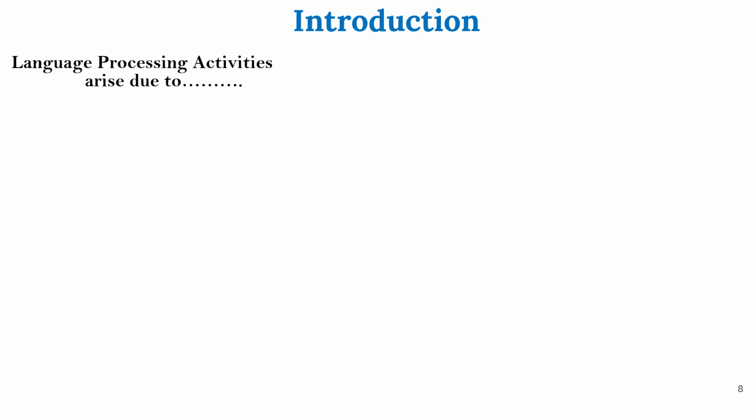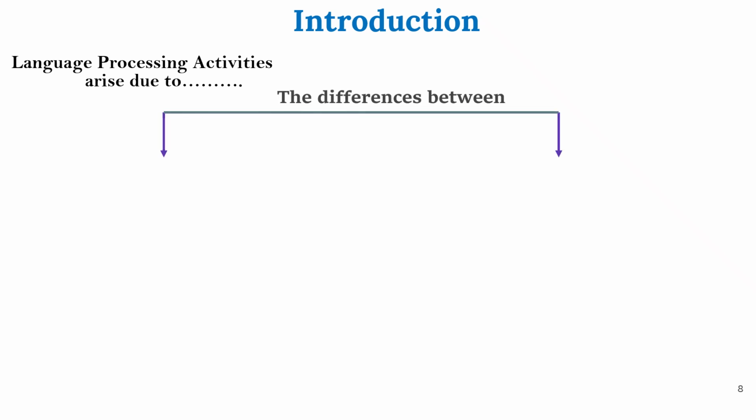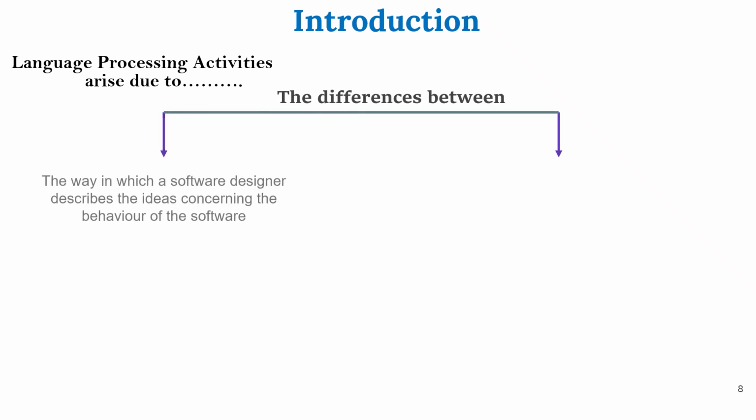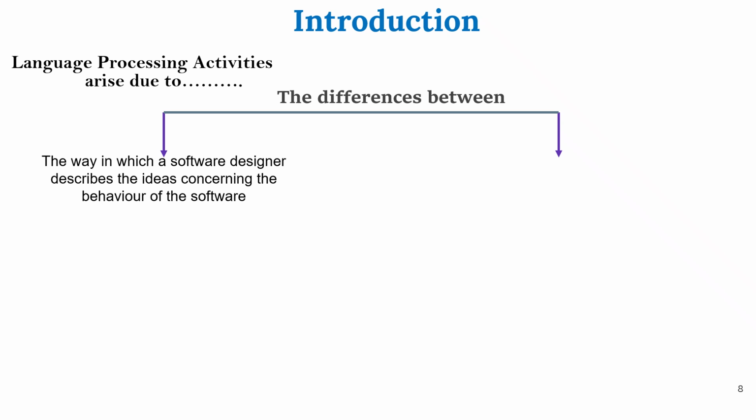So the high level language program has to be converted into machine level language. And for doing this, whatever activities a computer is doing is known as language processing activities. Why do we need these activities? Because there exist differences between the way in which a software designer describes the ideas concerning the behavior of the software. Let's understand this.